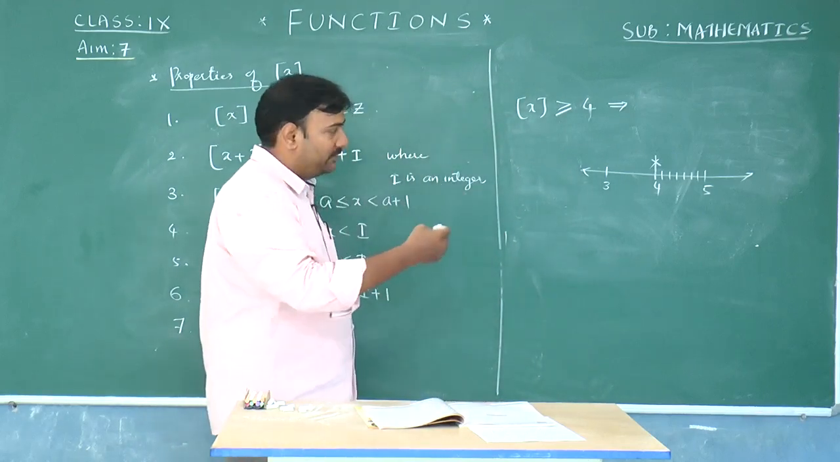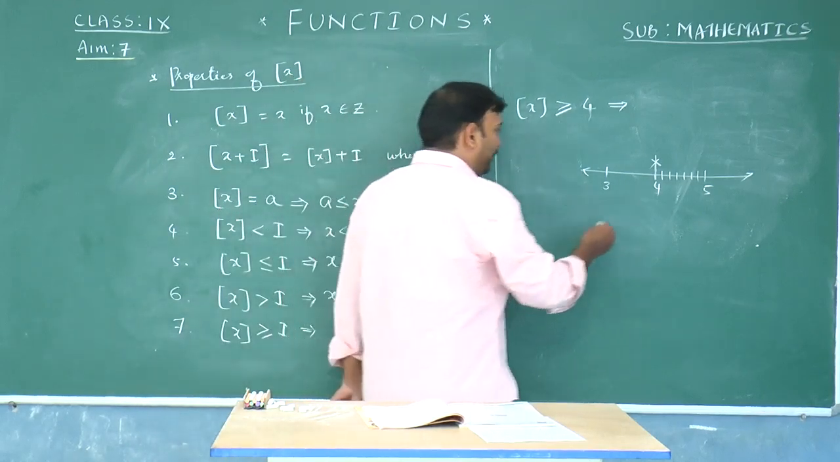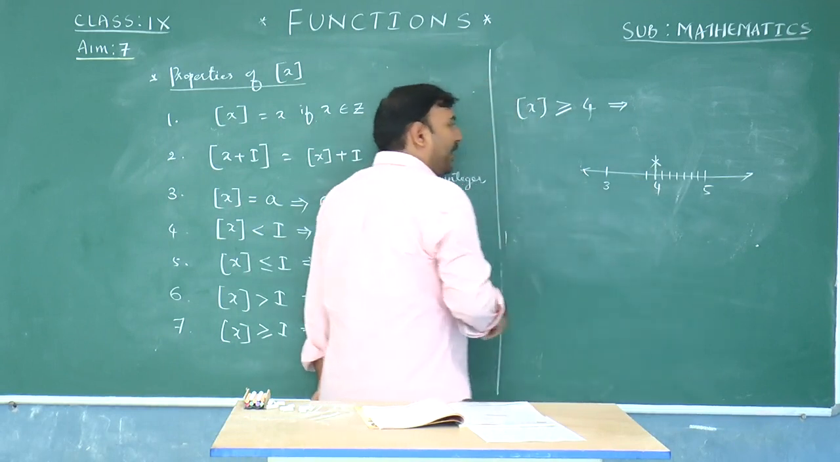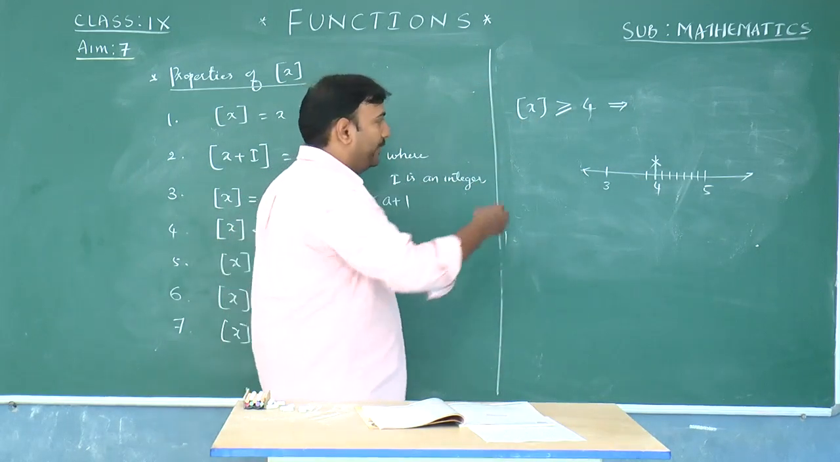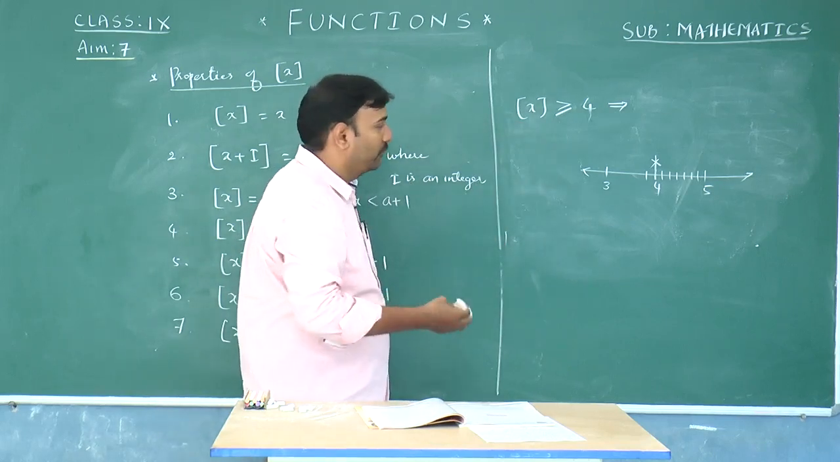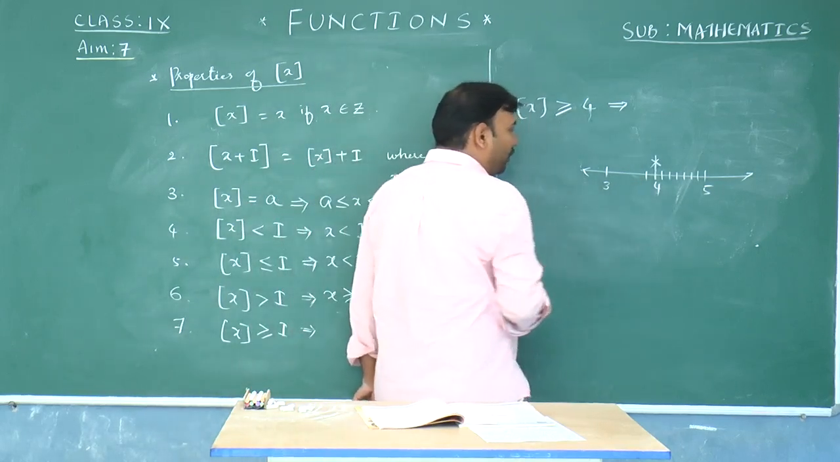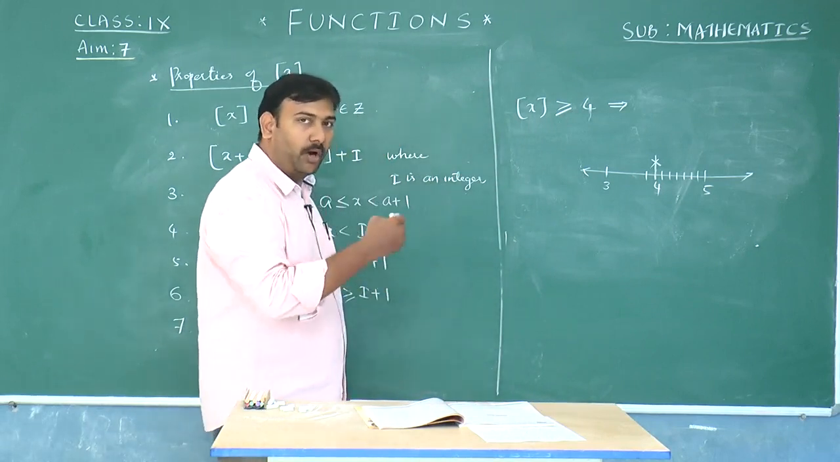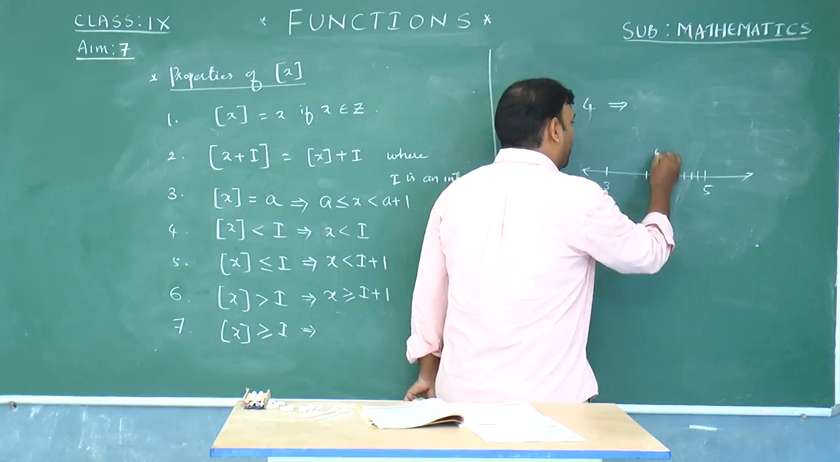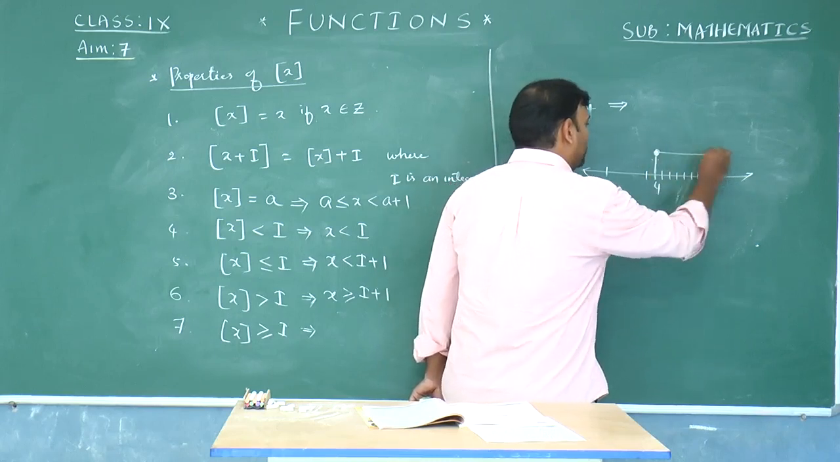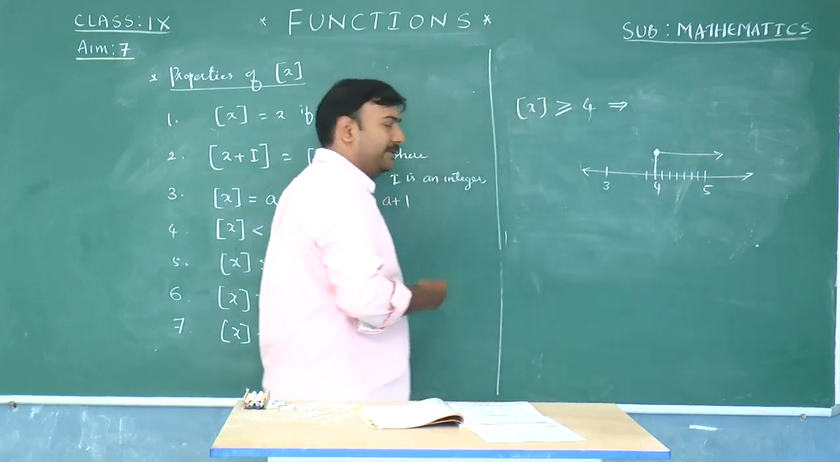What about the numbers less than 4? If I take some number less than 4, say 3.9, step of 3.9 is going to be 3. 3 cannot be greater than or equal to 4. So the numbers less than 4 are not going to satisfy the inequation. So what values are going to satisfy it? Obviously any number starting from 4 onwards.